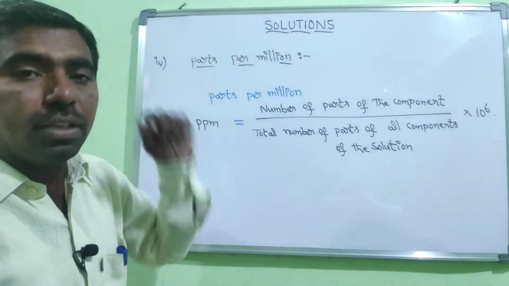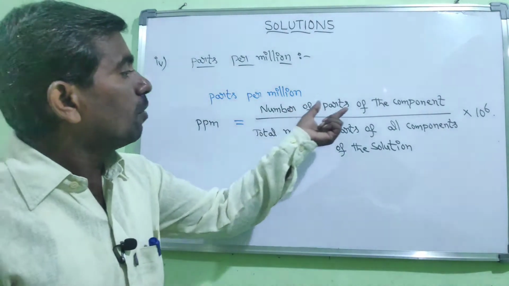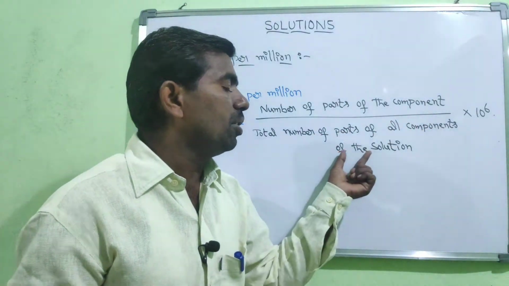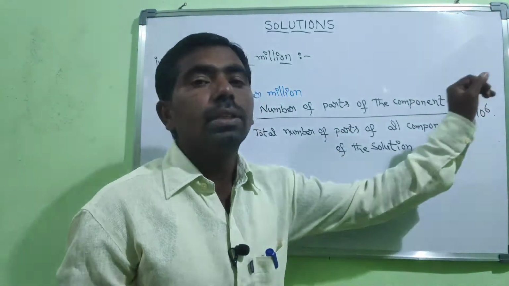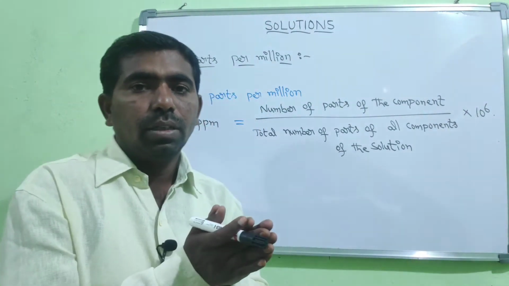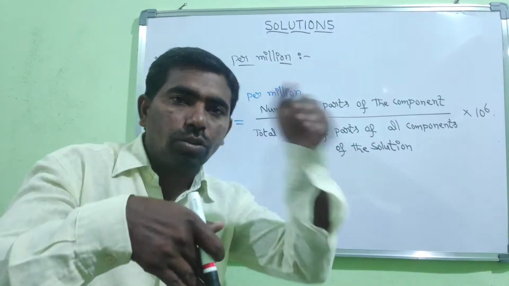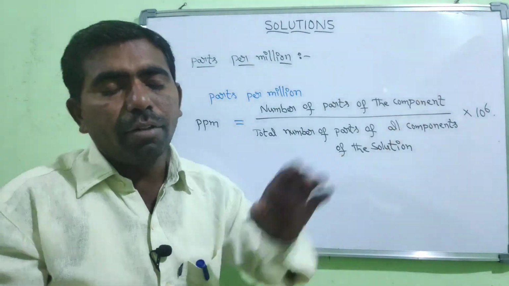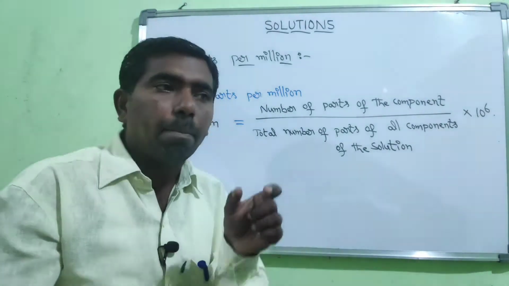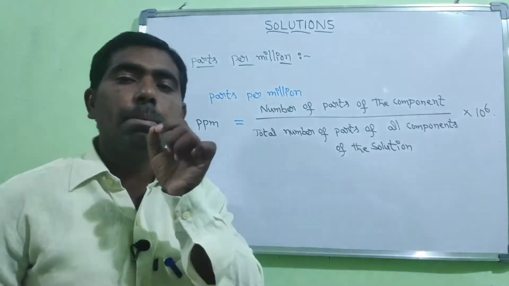Next one is parts per million, simply ppm. It is equal to the number of parts of the component divided by the total number of parts of all components of the solution into 10 power 6. So for example, if we take 1 million parts of all the components present in the solution, in that 1 million parts, how many parts of a component are present? That is generally known as parts per million.